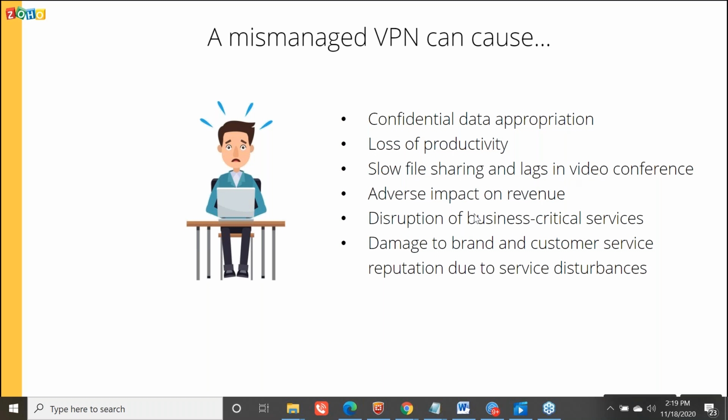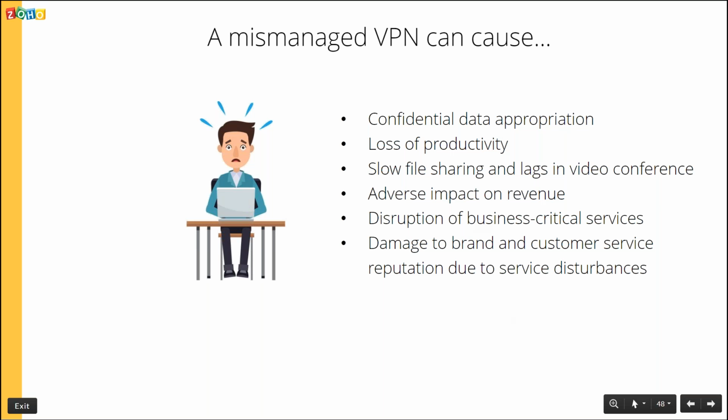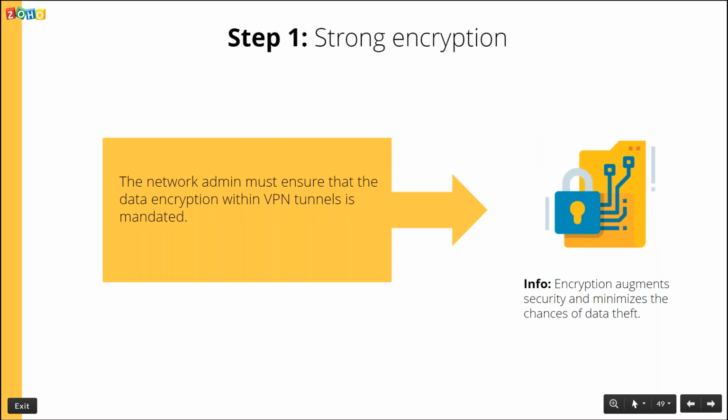So let's see. Confidential data leak, loss of productivity, and slowness in file sharing, lags in video conferencing, disruption of business critical services. These are the common issues that we face or that are being caused by mismanaged VPN. And in turn, it damages the brand or the customer service reputation. So how can we overcome these challenges?